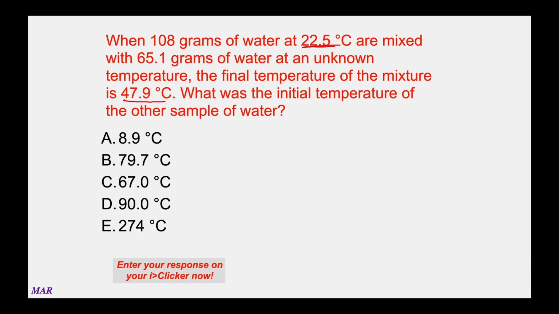On these kinds of problems, remember it's all about hot plus cold making something that's in between, or warm, I guess would be the best way. So 22.5 is the cold, and we know that because the ending temperature was warmer, all right, 47.9. That also means that the other water system had to be at a temperature greater than 47.9. It was hot. Hot goes down to warm. Cold goes up to warm. We've got the cold going up to warm. We just need to know what the hot is. So the goal here is to find the initial temperature of the other sample of water.